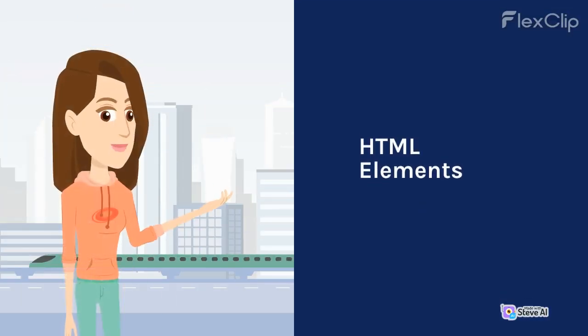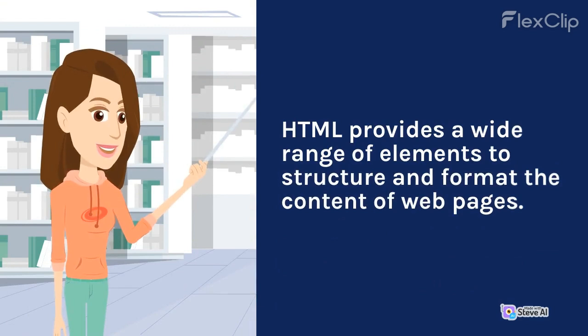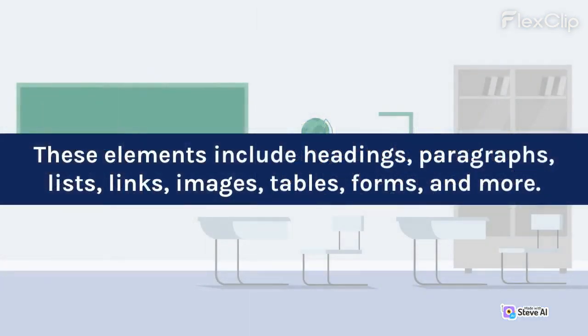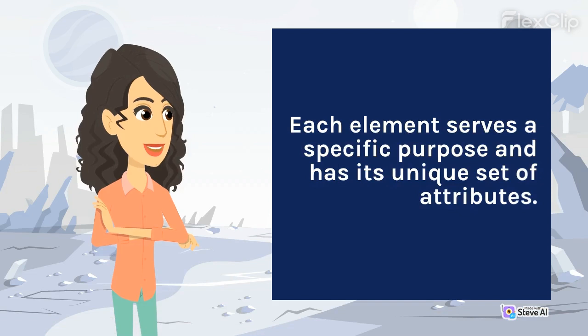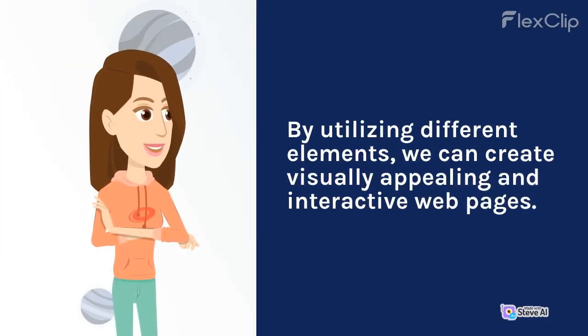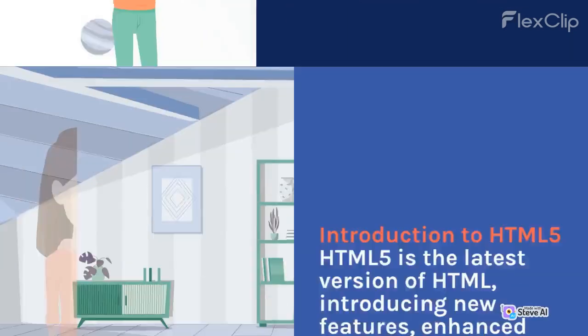HTML elements. HTML provides a wide range of elements to structure and format the content of web pages. These elements include headings, paragraphs, lists, links, images, tables, forms, and more. Each element serves a specific purpose and has its unique set of attributes. By utilizing different elements, we can create visually appealing and interactive web pages.